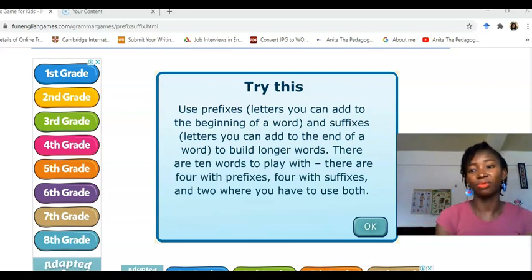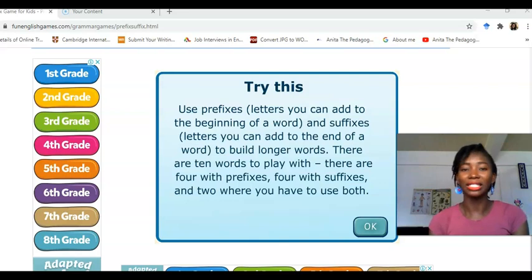So for the prefixes, we looked at examples like un, re, pre, di, dis, sub, pro. And also for suffixes, we looked at some suffixes like er, able, full, ly, less.